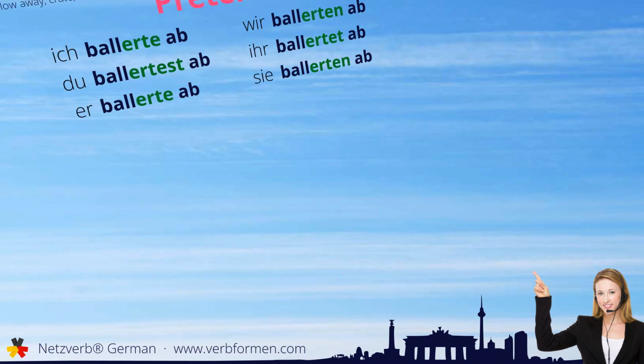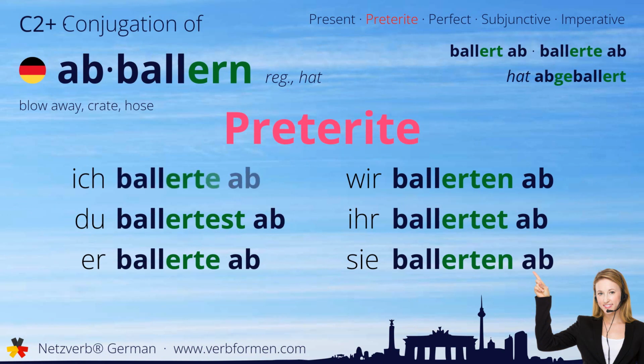Next up is the preterite. Ich ballerte ab. Du ballertest ab. Er ballerte ab. Wir ballerten ab. Ihr ballertet ab. Sie ballerten ab.